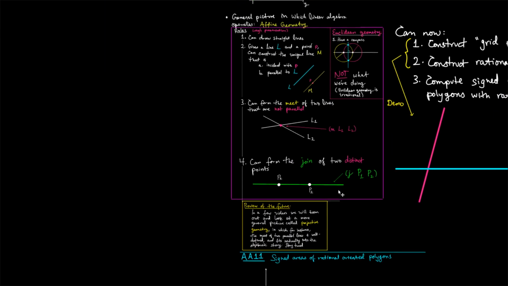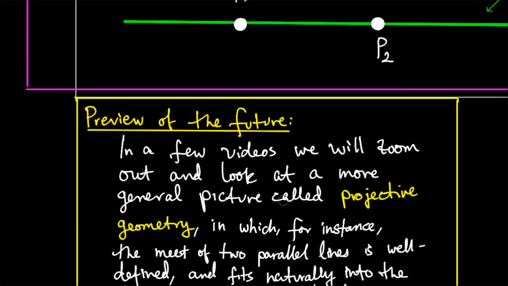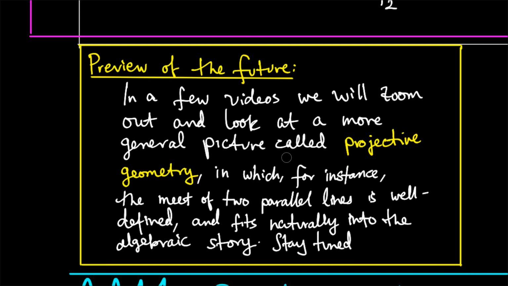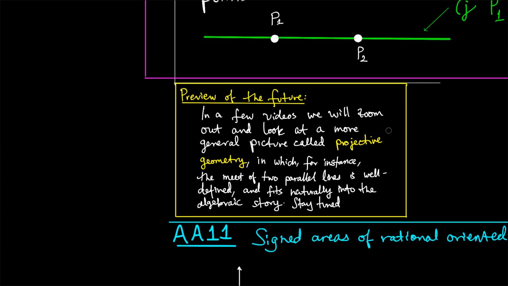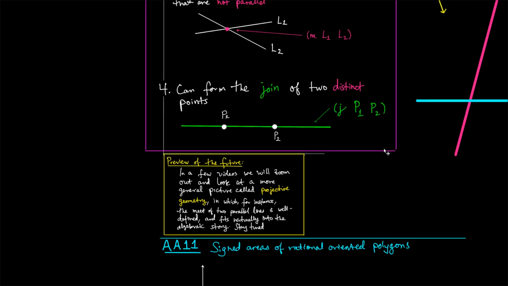All right. Now, in a preview of the future, in a few videos we're going to zoom out and look at a more general picture called projective geometry. And this is a little bit more powerful because we don't have to tiptoe around these special cases. For instance, the meet of two parallel lines is well defined. There's a line at infinity in projective geometry, and I promise it'll make sense. The two parallel lines meet at a point on the line at infinity. And then it fits naturally into the algebraic story. So stay tuned. That's coming.